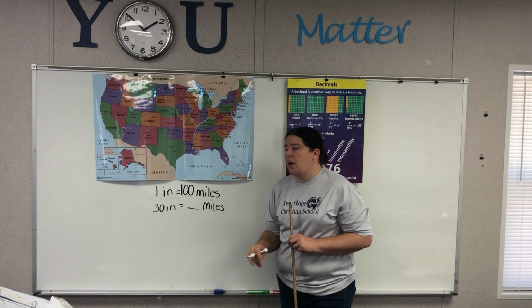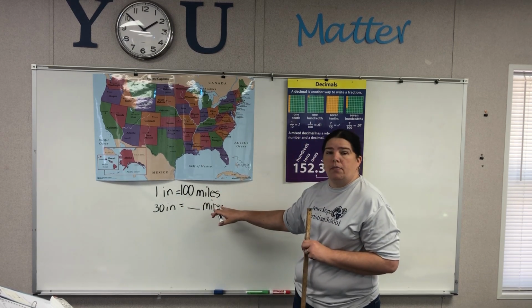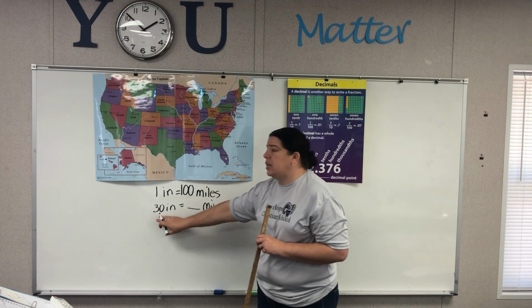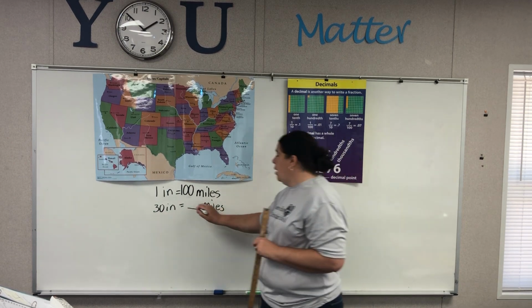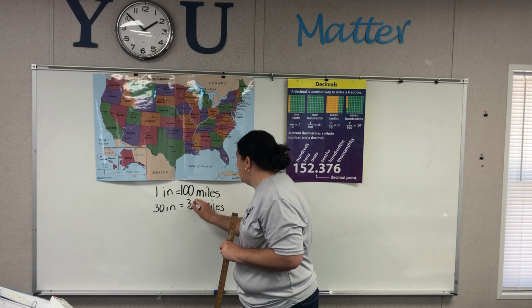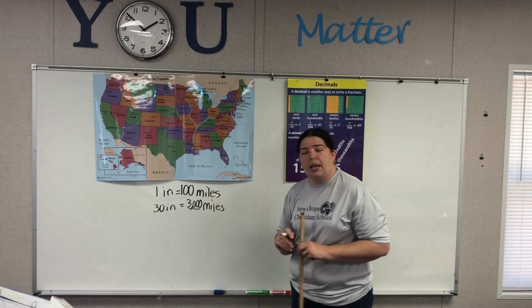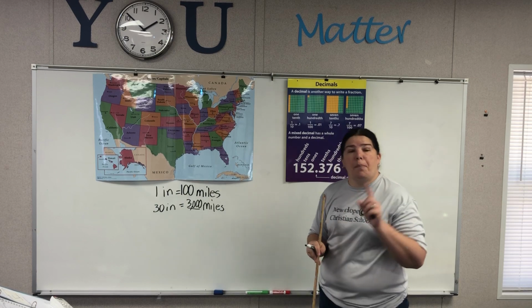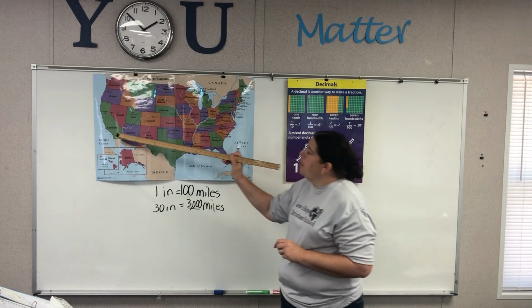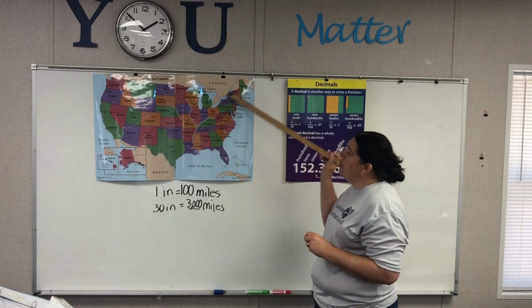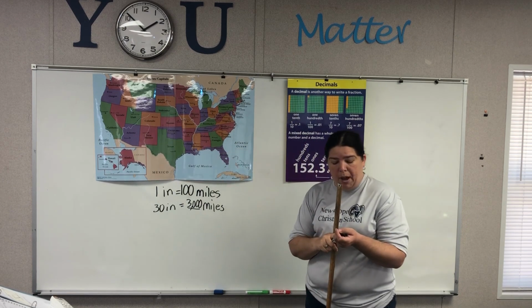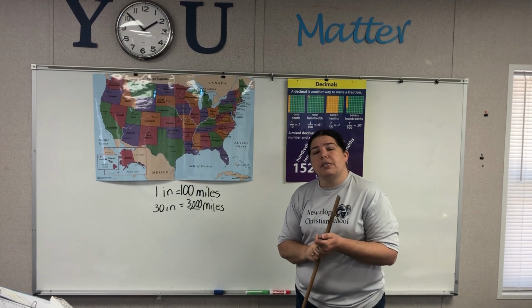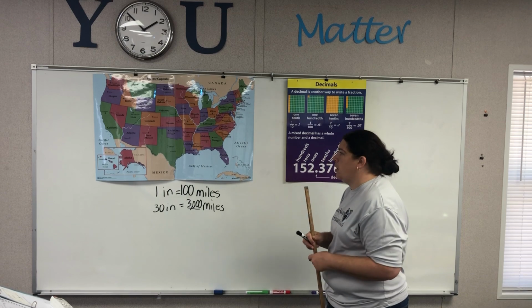Boys and girls, how many miles would 30 inches be? You would multiply 30 times 100. And when you did that, you'd get 3,000, right? Now, if you look up on Google, you will find that it is about, not exactly, 3,000 miles from Maine to California. So it's about right. It's very close, okay? It's very similar.